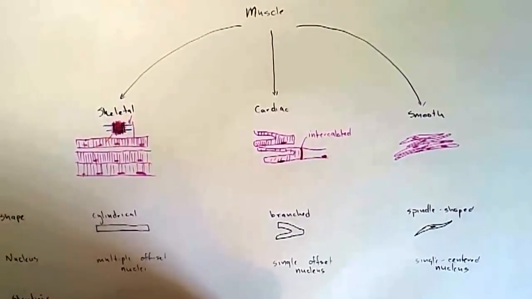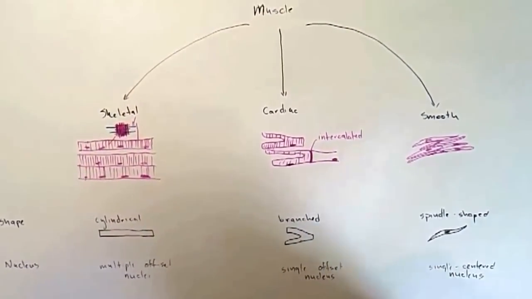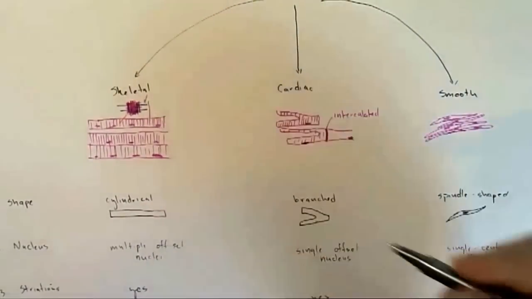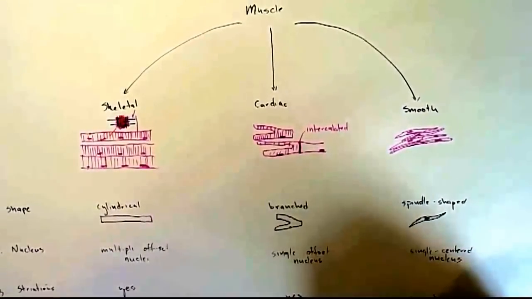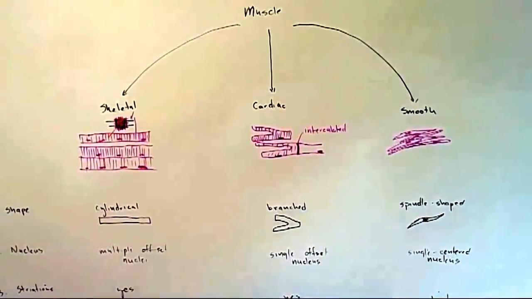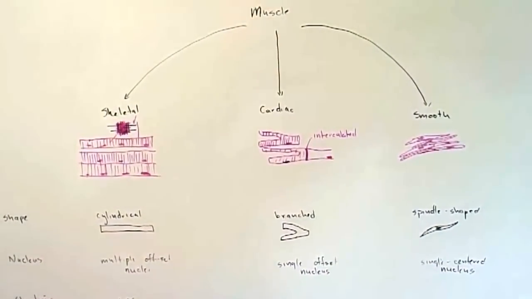Skeletal muscle has striations, so we'll just write yes. Cardiac muscle also has striations, so we'll call that yes. And again, that's those actin and myosin filaments causing that coloration. And smooth, there's no striations. There's still actin and myosin, but it doesn't line up so nicely, and so you don't see the striations.